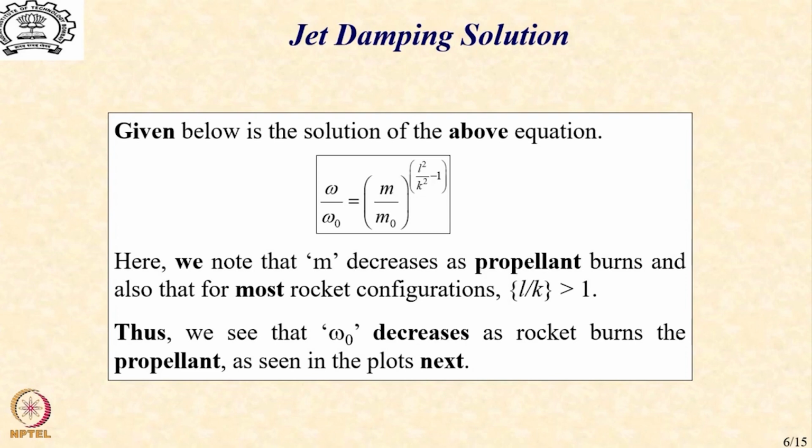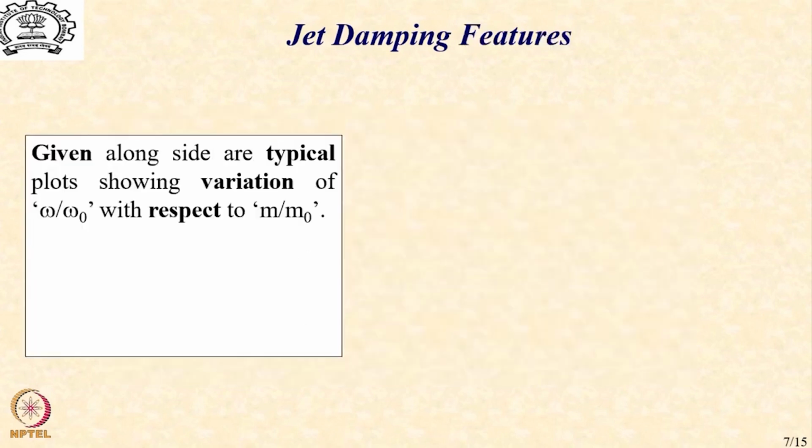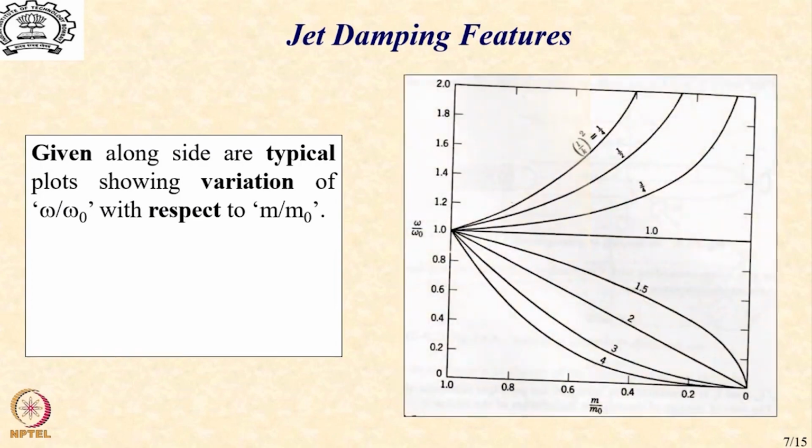The basic behavior of this equation is generically shown in the plots next. So, let us see typical plots showing the variation of omega by omega naught with respect to m by m naught. So now, let us see the features of the solution.